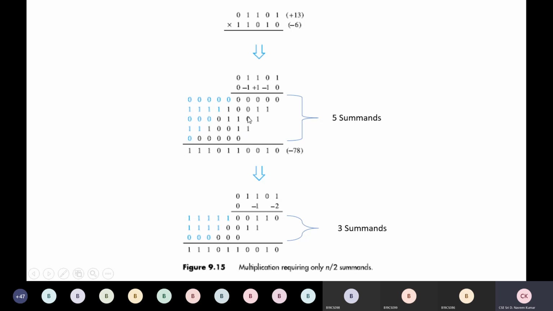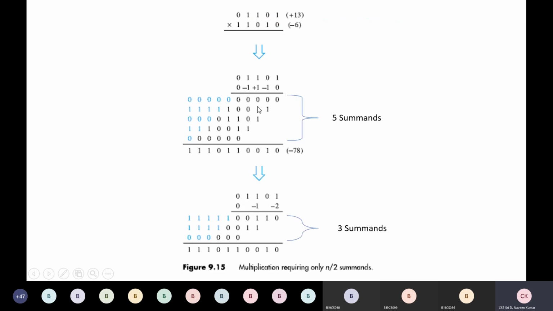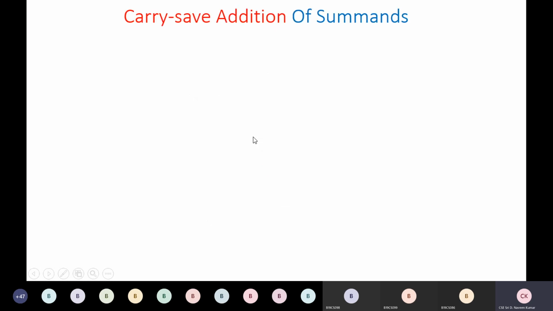Okay, so in this carry save addition, this carry will not be added to the next set of bits. Whatever carry we get here, we will not add it here. We will save that carry and later we will add it. So we can save a bit in the addition process. That's why we call it carry save addition. The carry is not added immediately, it is saved and added later.